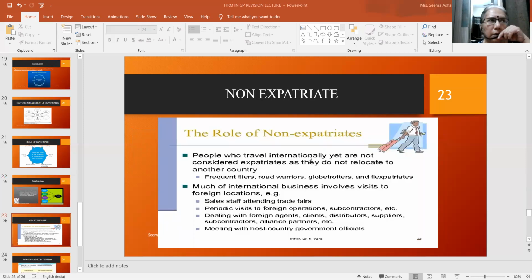Now this term also is important. Who is a non-expatriate? The people who travel internationally but they do not relocate themselves are called non-expatriates. For example, you have sales staff who are attending trade fairs, or staff who are going for periodic visits to foreign countries, and so on. They are also called frequent flyers, road warriors, globe trotters, and flexpatriates. These are the different terms which are used for a non-expatriate.